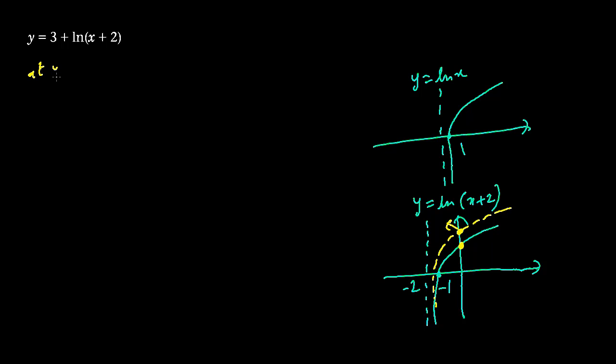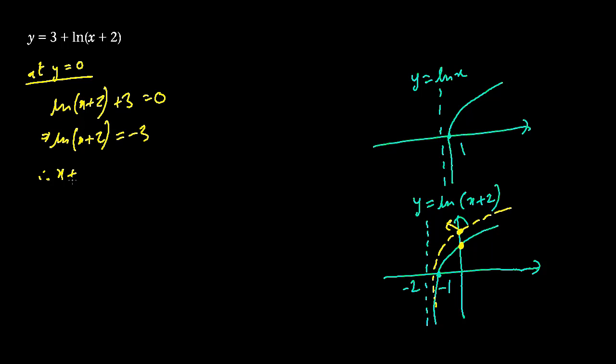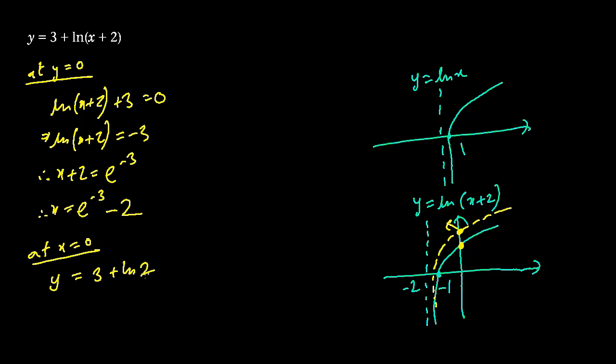So we can write at y equals to 0, ln of x plus 2, plus 3 equals to 0. So ln of x plus 2 equals to minus 3. Therefore, x plus 2 equals to e to the power minus 3. Therefore, x equals to e to the power minus 3 minus 2. So it is cutting the x-axis at the point e to the power minus 3 minus 2. And at x equals to 0, we can write y equals to 3 plus ln 2. So this is the value of y.